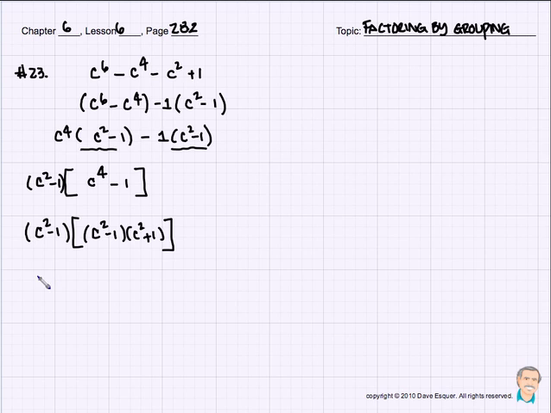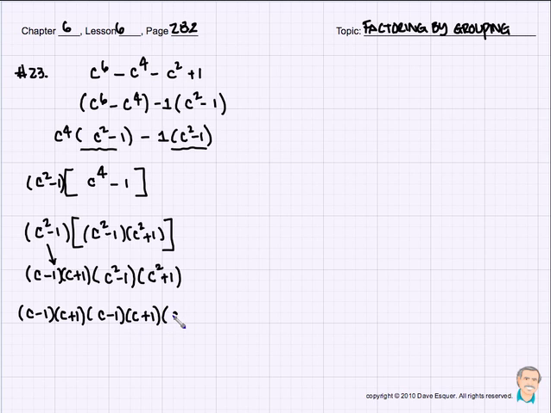And we know that c squared minus 1 is the difference of 2 squares. C minus 1 times c plus 1. That's this piece. We have c squared minus 1. And we have c squared plus 1. These 2 pieces. And yet again, we have something else we can factor. C minus 1, c plus 1. Nothing's changed there. We know this is the difference of 2 squares. C minus 1, c plus 1. And we know that this one is not the difference of 2 squares because there's a plus sign here.